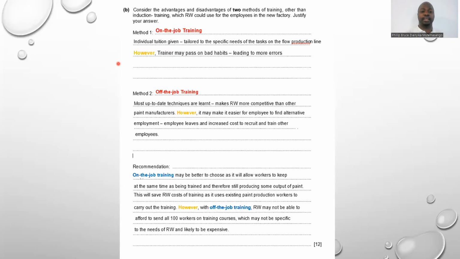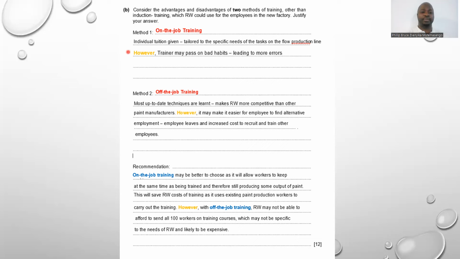Then lastly, let's talk about Part B. Part B says, consider the advantages and disadvantages of 2 methods of training other than induction training, which RW could use for the employees in the factory, in the new factory.